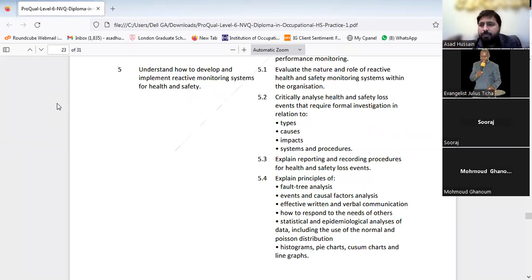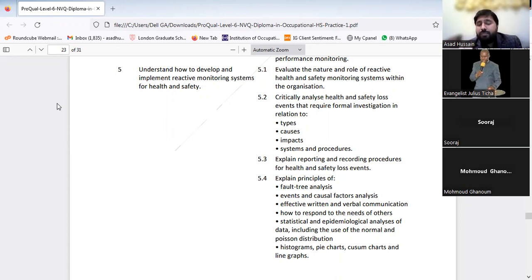You have to explain in your workbook what is asked, step by step, in the different assessment criteria of this learning outcome. The first one, 5.1, asks you to evaluate the nature and role of the reactive health and safety monitoring system within the organization. So you have to explain what reactive monitoring is, what role it plays in your organization specifically, and what benefits it can bring the organization.